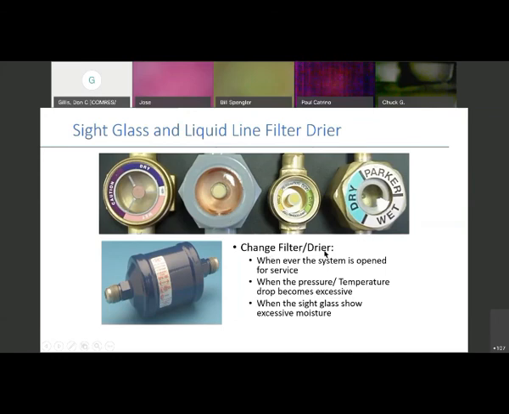We want to change a liquid line filter dryer whenever the system is open for service. Anytime the system is open, we change the liquid line filter dryer. Also when the pressure and temperature drops become excessive, or when the sight glass shows excessive moisture.